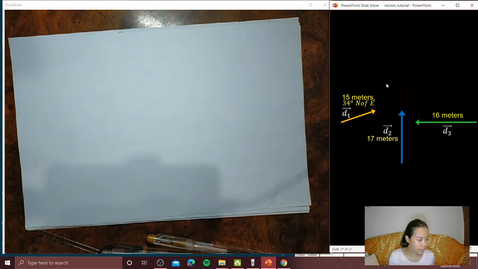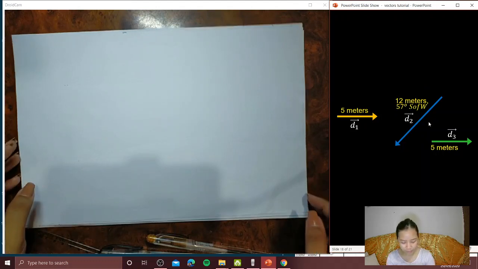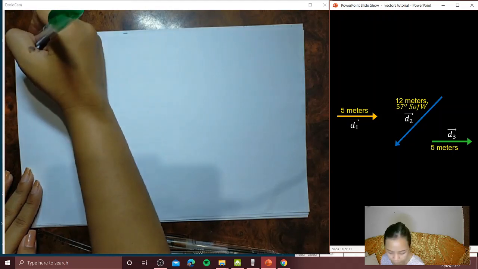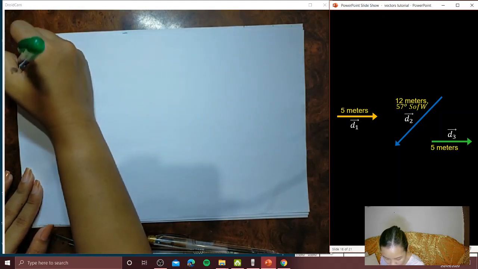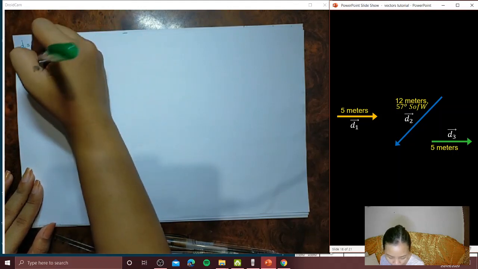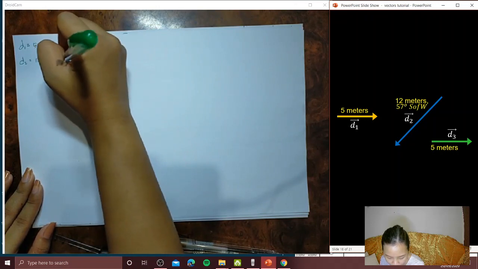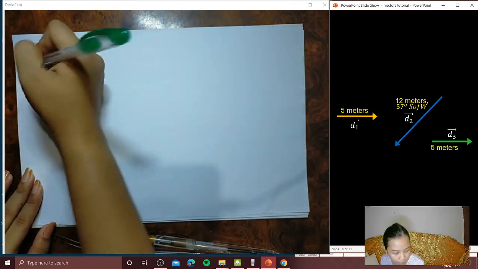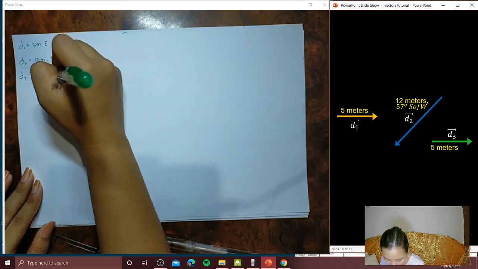On our second example, let us have this one. Okay, so we have there, D sub 1 is 5 meters directed east. D sub 2 is 12 meters, and this is 57 degrees south of west. And for the D sub 3, we have 5 meters. Again, this is directed to east.